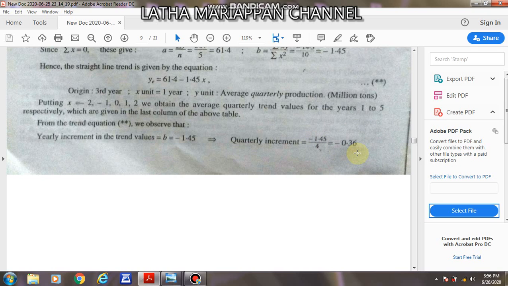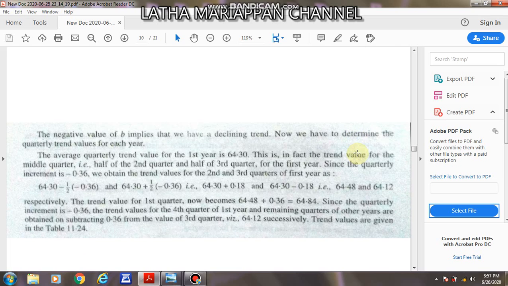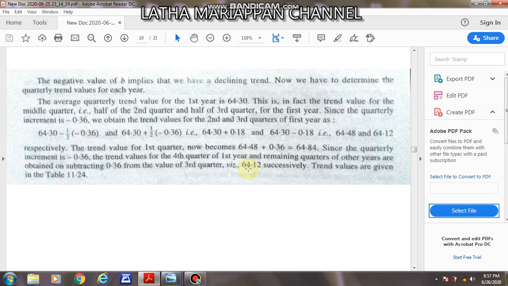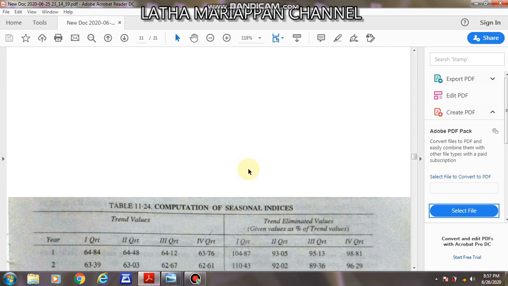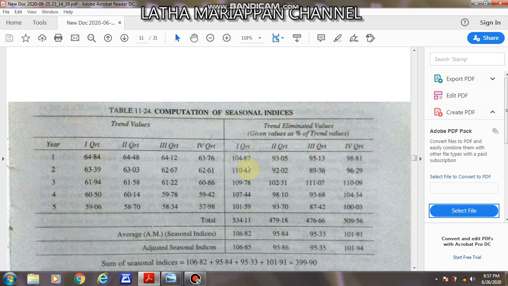Okay, now see, this value only we have to find out. The seasonal indexes, this table only we have to find out. See, the given one is different, but we got a different value for first year, first quarter. So how to find it out, I am going to show you now.